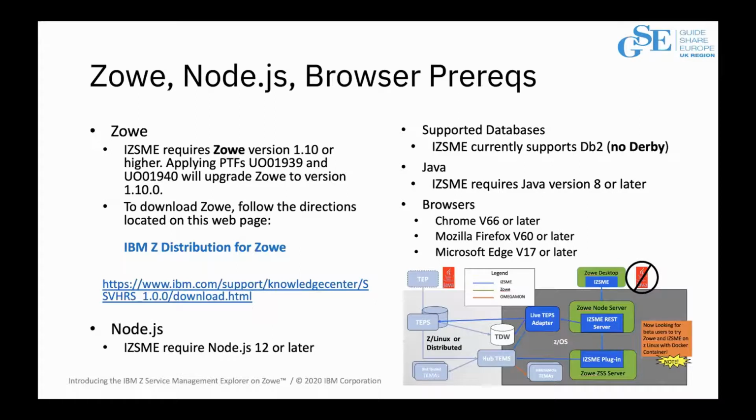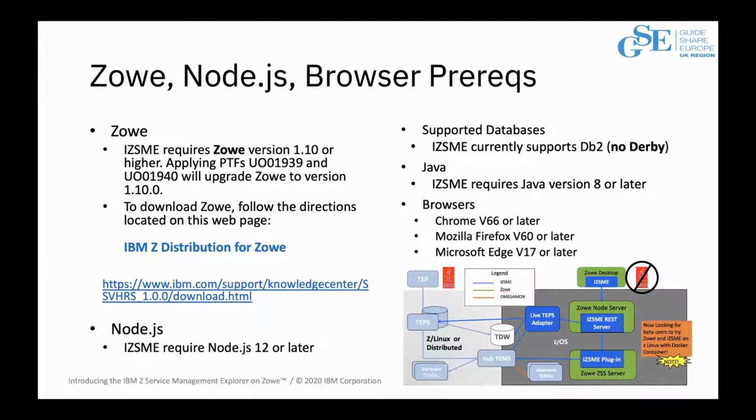You need Node.js. Again, it's part of Zowe, so you should be able to get hold of that. The database supported with IZSME is DB2. Now, what does that mean? That means the TEPS database has to be a standalone DB2 instance. It doesn't support the native Derby. So if you've installed the TEPS and used the Derby database, IZSME does not connect to that Derby database. So you do need to ensure that the TEPS is running in its own DB2 instance.